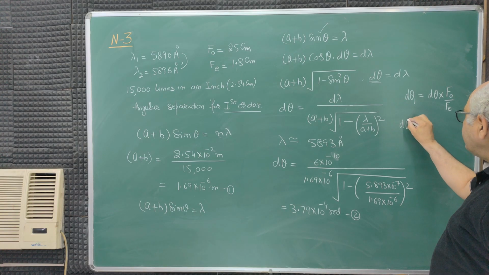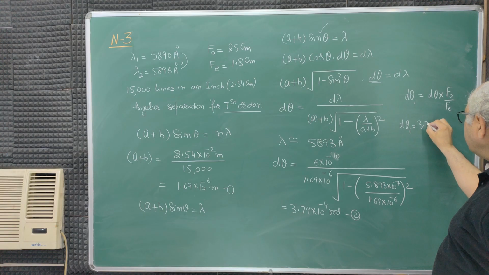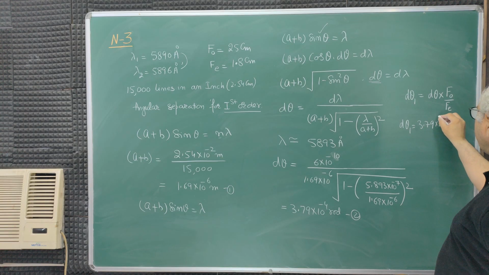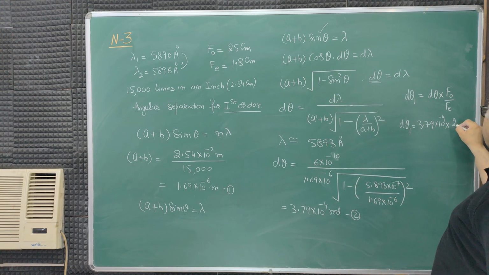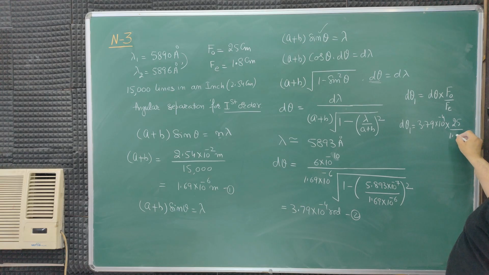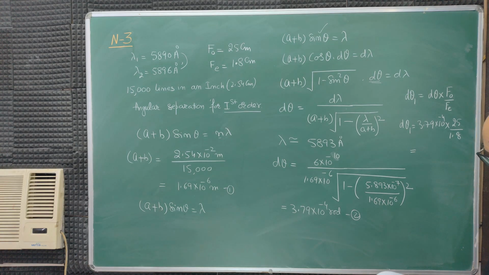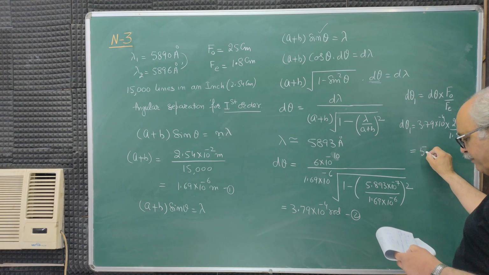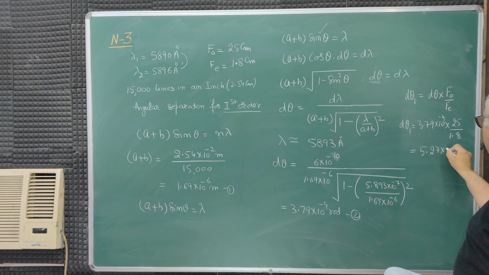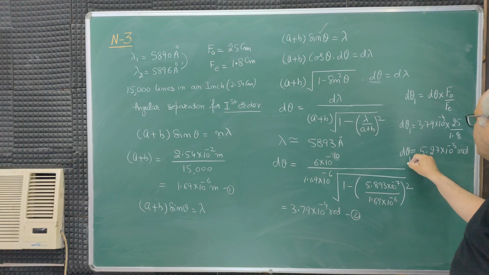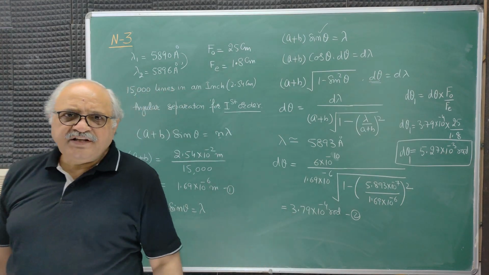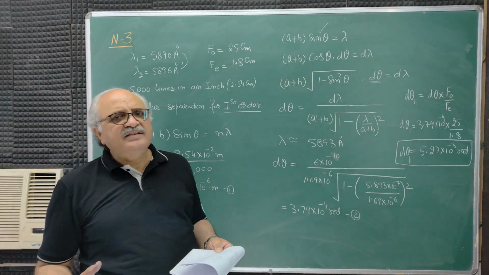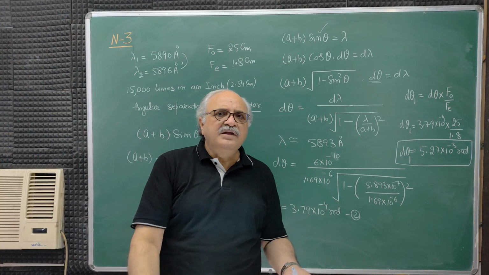So d theta 1 is going to be 3.79 into 10 to the power minus 4 multiplied by the focal length of the objective, which is 25 centimeter, divided by 1.8. If you calculate this out, it comes out to be 5.27 into 10 to the power minus 3 radian. This is the angular separation which is required in this numerical. It is a straightforward numerical, but the only thing is that we have to calculate the separation as seen by the telescope.